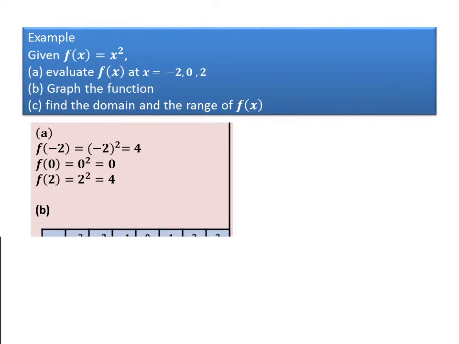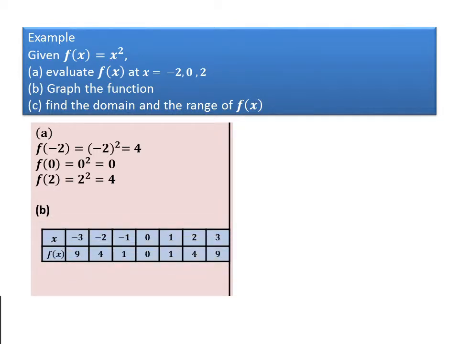In part B, in order to graph the function, we need to make a table. In this table, we assign values for x and we evaluate the corresponding values f of x. So we take the table from minus 3 onwards to 3. So when x is minus 3, we get f of x 9. When x is minus 2, we get f of x 4. When x is equal to minus 1, we get f of x is equal to 1.